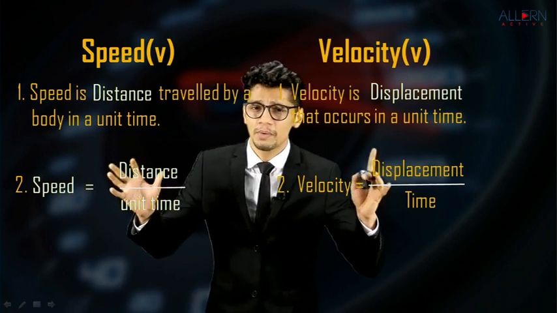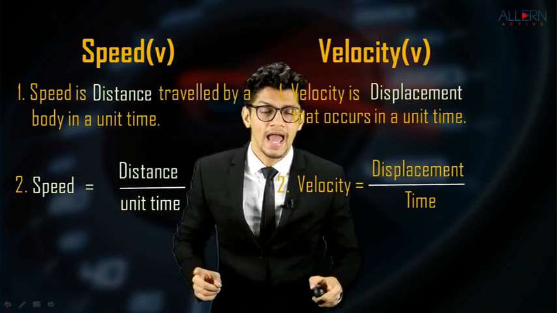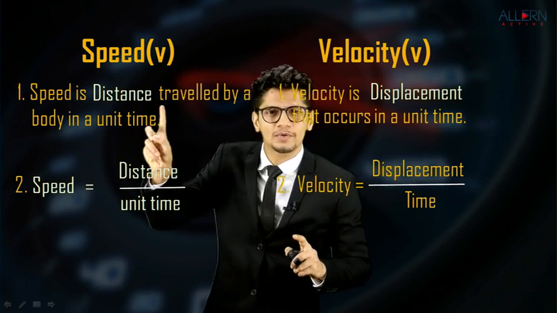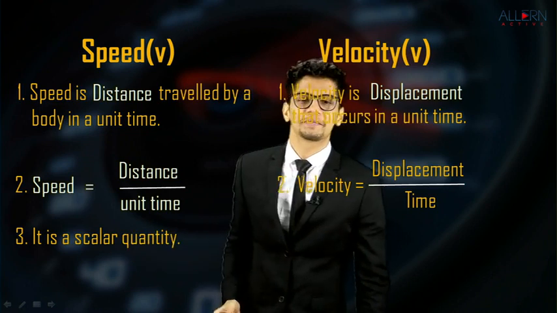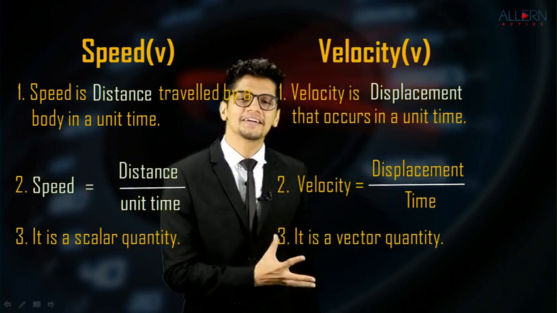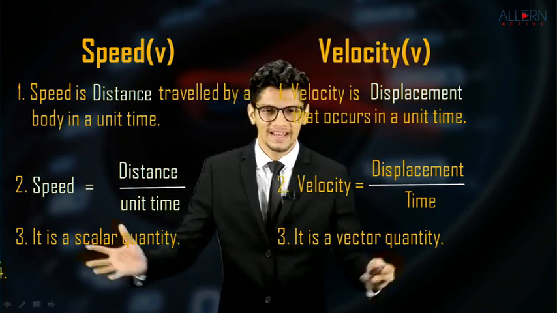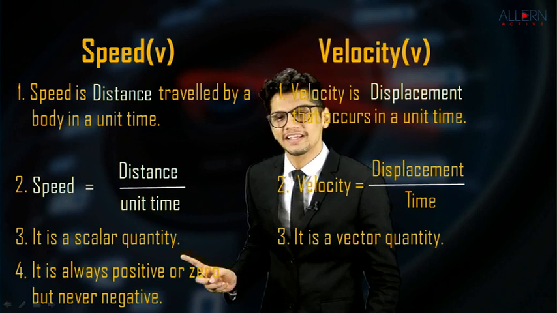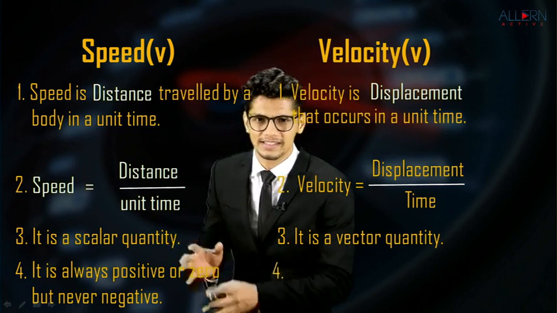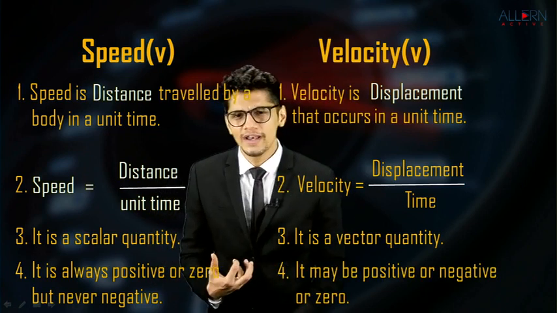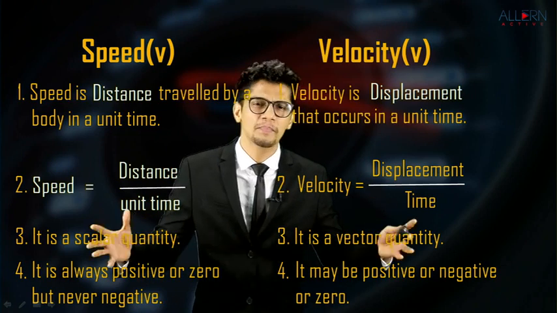Now one more thing. You remember I said distance is a scalar quantity and displacement is a vector quantity. And if speed is related to distance, that means speed also becomes a scalar quantity. That is what the third point is. It is a scalar quantity and here it is a vector quantity. That means velocity obviously is a vector quantity. Let us see the final point. It is always positive or zero but never negative as it is a scalar quantity. We have already discussed this, and here it may be positive or negative or zero. So this was about speed and velocity, which is a very simple understanding.